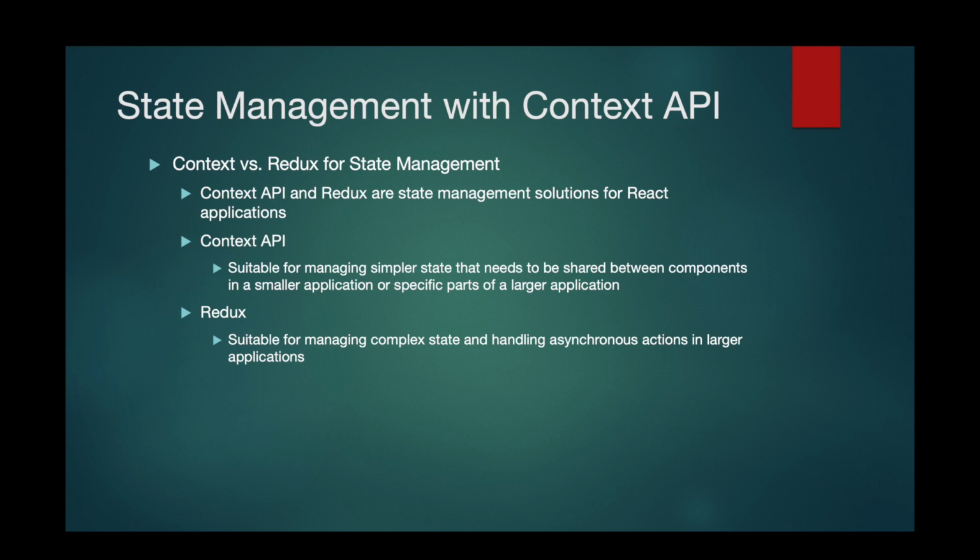In summary, Context API is a simpler and more lightweight solution for state management in React applications, while Redux provides more advanced features and scalability for larger and more complex applications. The choice between the two depends on the specific requirements and complexity of the application.